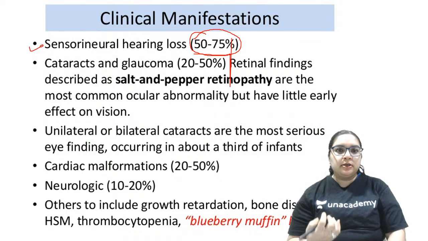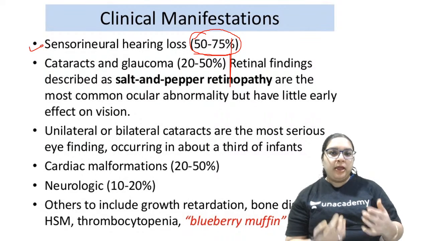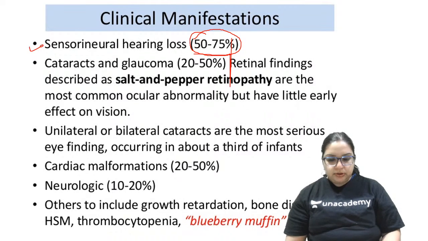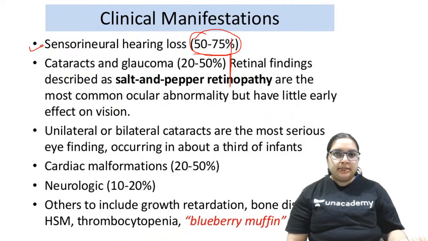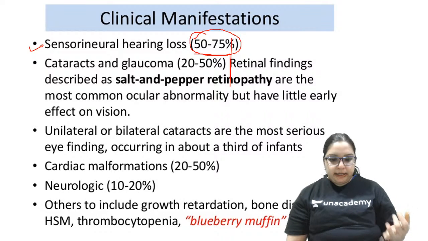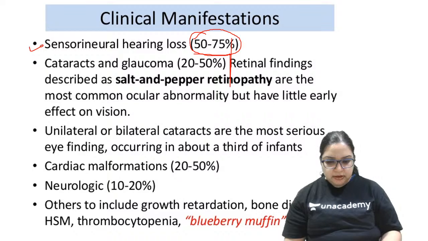Then comes the cardiac, and cataract and glaucoma have equal chances. So both are like 20 to 50%. So second on the list are these three, that is cardiac, glaucoma and cataract, and third on the list are the neurologic manifestations. Got it? So I believe you will never forget this.